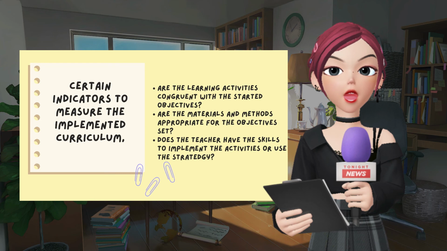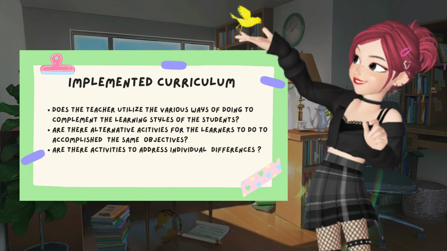These are the following questions. Are the learning activities congruent with the stated objectives? Are the materials and methods appropriate for the objectives set? Does the teacher have the skills to implement the activities or use the strategy? Does the teacher utilize various ways to complement the learning styles of the students? Are there alternative activities for the learners to accomplish the same objectives? Are there activities provided to address individual differences?